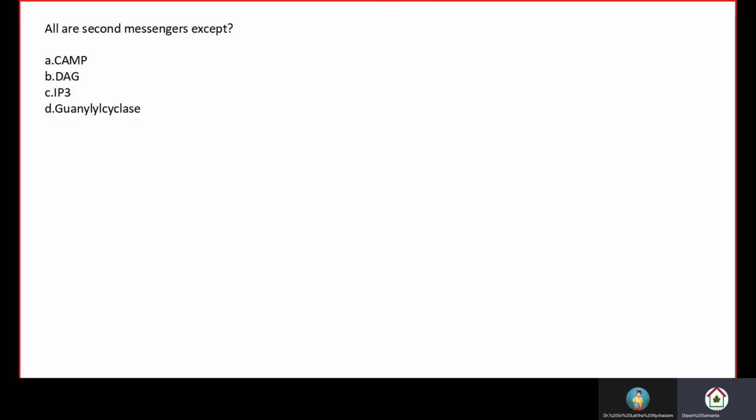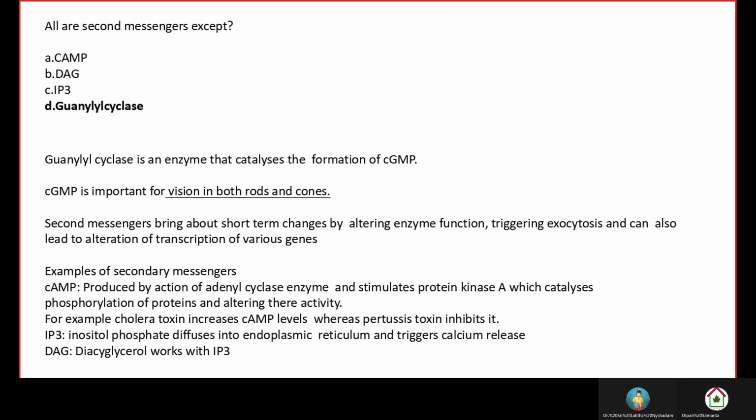Now, next question: all are secondary messengers except, number D, guanylyl cyclase. Guanylyl cyclase is an enzyme that catalyzes the formation of cGMP. So it is important for vision in both rods and cones present in the eye, right? Rods and cones.